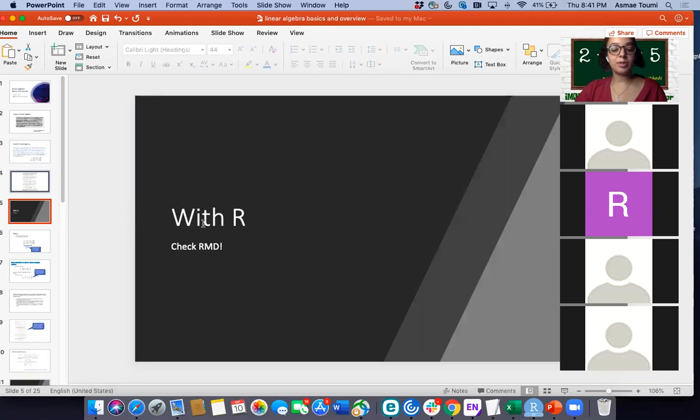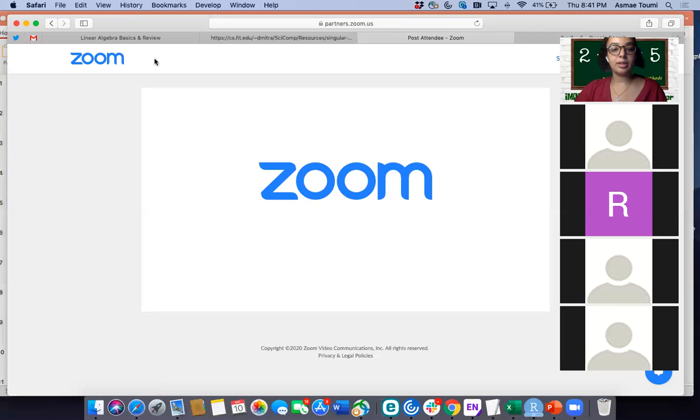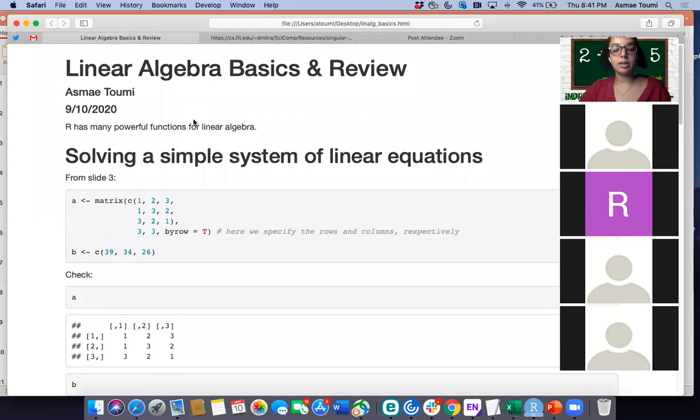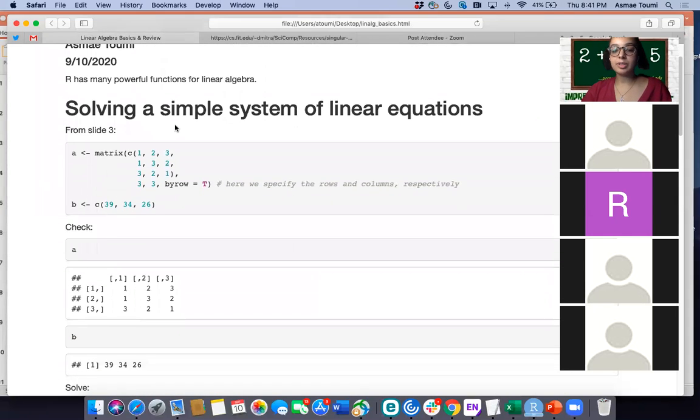All right, so let's do this with R. I'm going to open up the RMD that I prepared. So how do you go about solving a simple system of linear equations, or even a complex one? You define your matrix like so. What I like to do, just to keep things organized, is every single time I do a row, I skip a line. And then you put that in c. And then you close that.